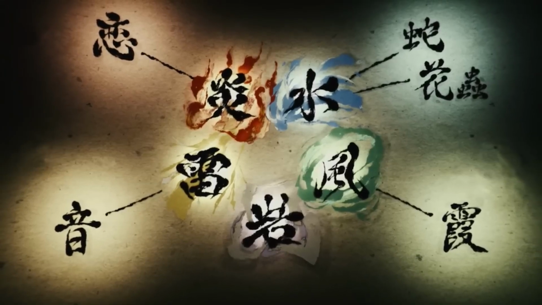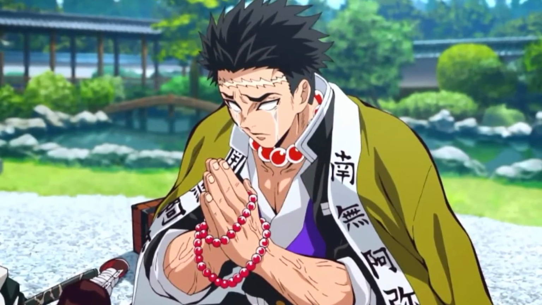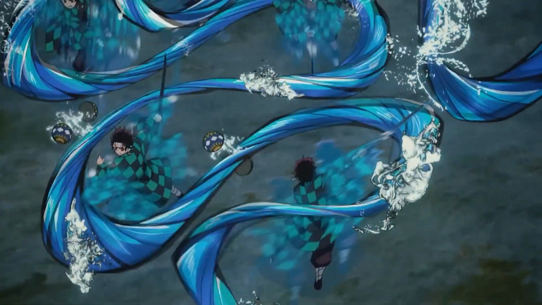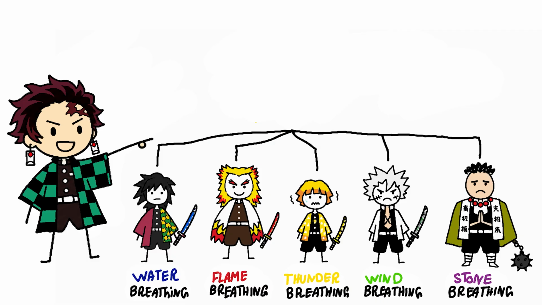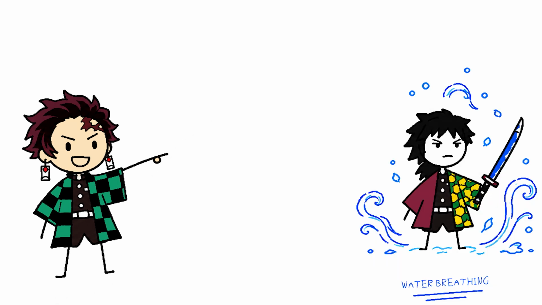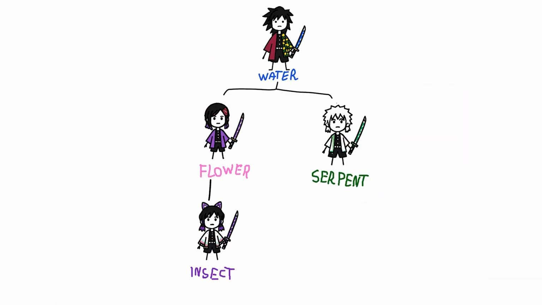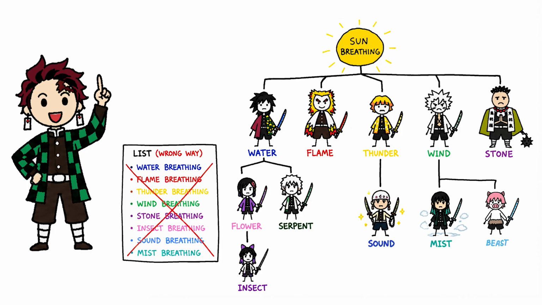There are a lot of breathing styles: water, flame, thunder, wind, stone, insect, sound, mist. It looks like a pile of unrelated superpowers you're supposed to memorize. It isn't. Every single one of them grew out of one original: sun breathing. Water didn't appear from nowhere. Someone took sun breathing and adapted it. Then someone adapted that. The whole roster isn't a list, it's a family tree.